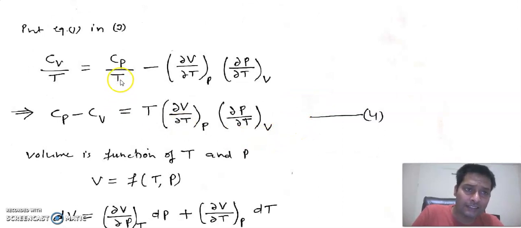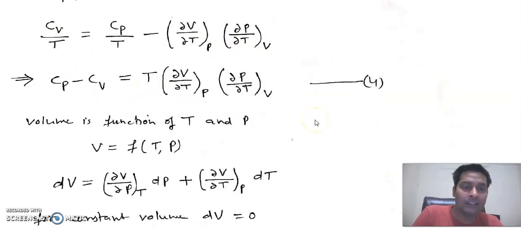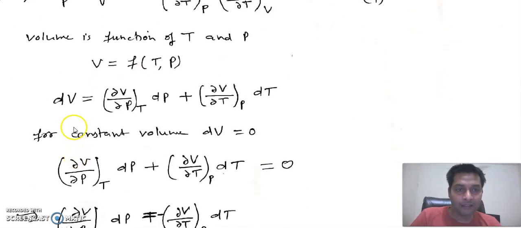Now rearrange this equation and we will get Cp minus Cv equal to this temperature term on the right hand side, and we will get this equation. Now let us consider the function V. V is volume, which is a function of temperature and pressure. Now differentiate this volume, and you will finally get this value.